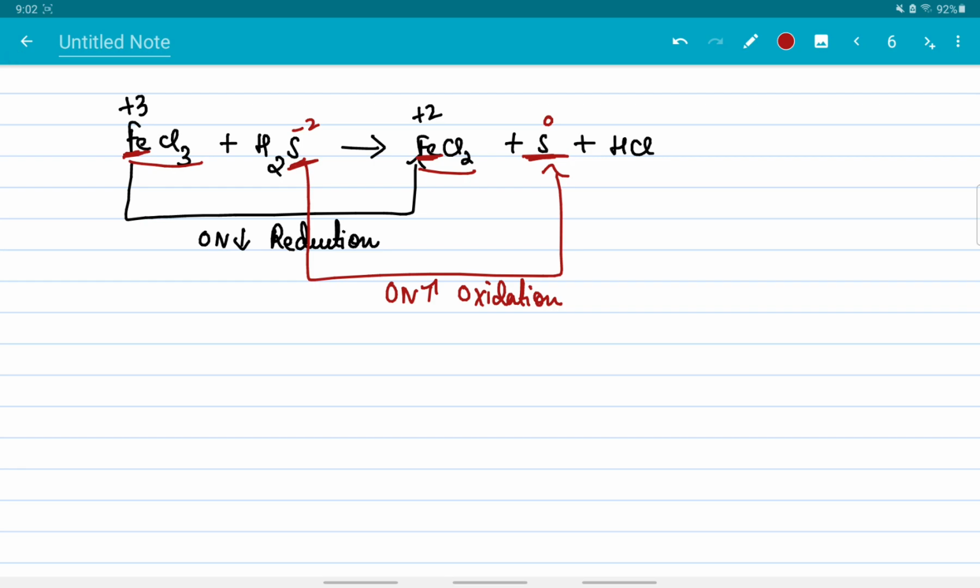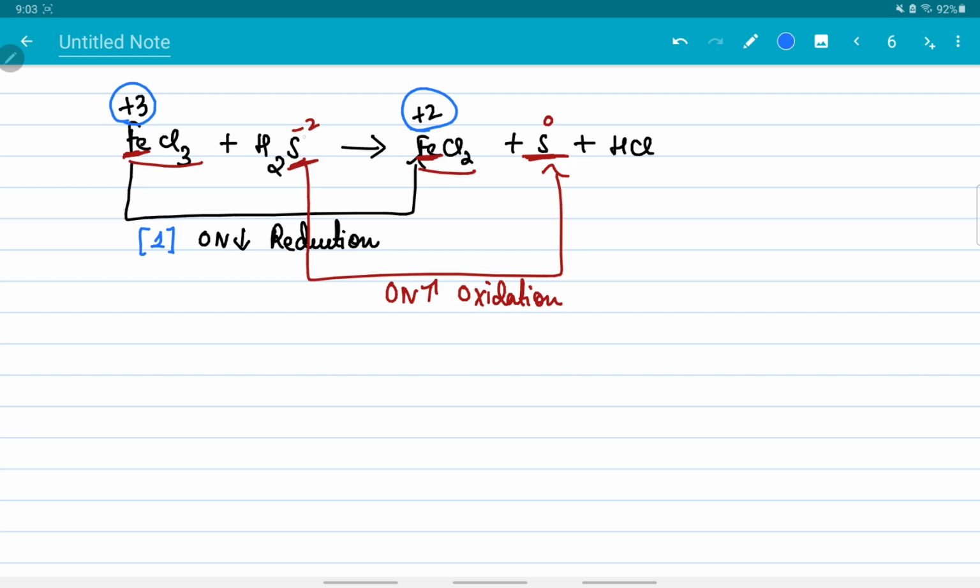Now the next step was the cross multiplication step. What does this cross multiplication step mean? You have to look at the oxidation numbers on both sides and look at the differences. First we'll check for reduction. This iron over here has +3 charge and this iron over here has +2. Those are the oxidation numbers on both sides. The difference between +3 and +2 is 1. Right, 3 minus 2 is 1. So the difference in the oxidation numbers is 1.